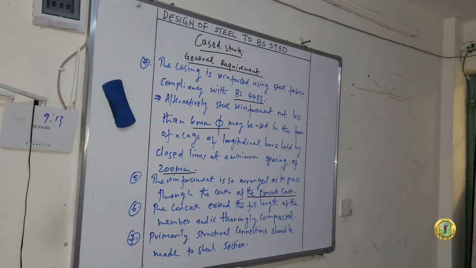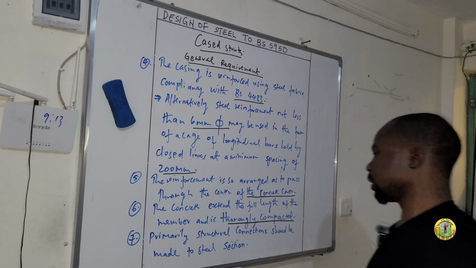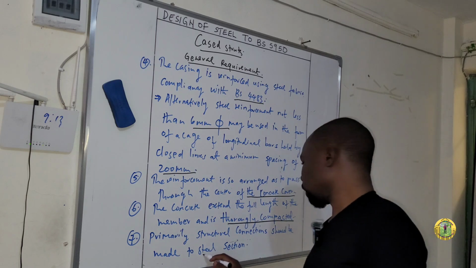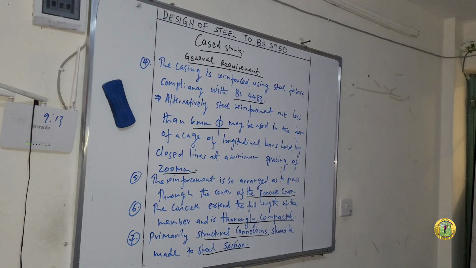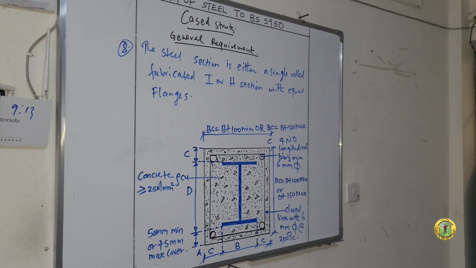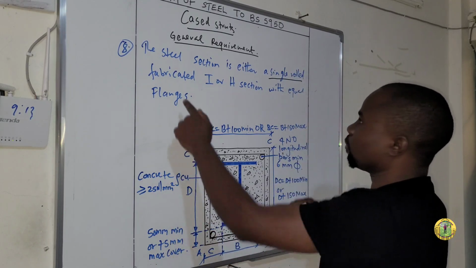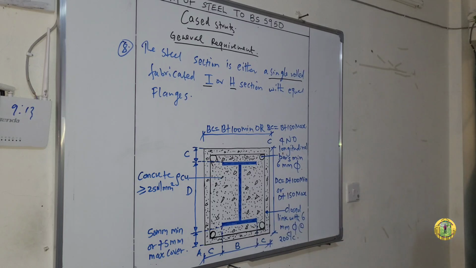The concrete extends the full length of the member and is thoroughly compacted. Structural connection should be made to the steel connection. Let's proceed to the next one. Number 8, the steel section is either a single rolled or fabricated I or H section with equal flanges.